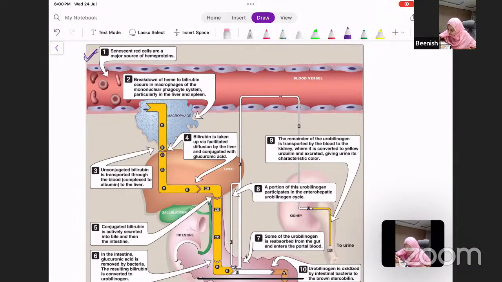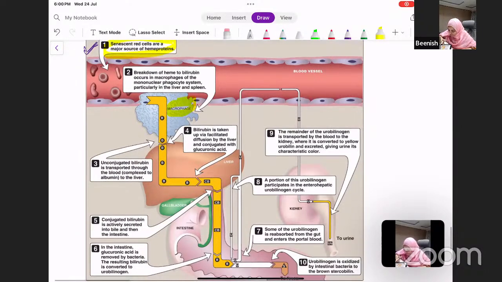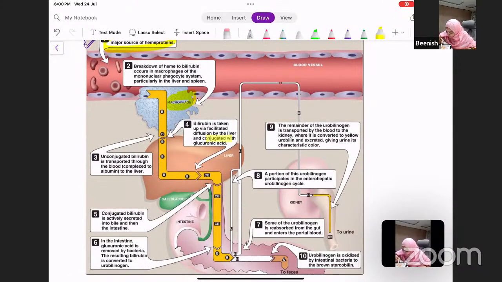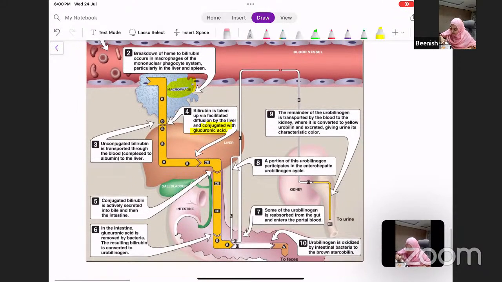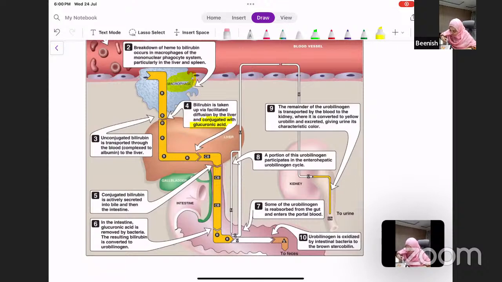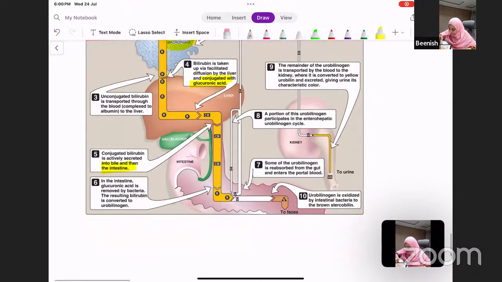See, your dead and senescent RBCs are broken down. They are phagocytosed by the macrophages. And then I've explained how your heme is being changed into bilirubin. Then that bilirubin is taken up by the liver, and then what happens in the liver? It is conjugated with glucuronic acid. Then after conjugation, it is secreted into the bile, the common bile duct, and reaches the intestine. You can see here it has reached the intestine.